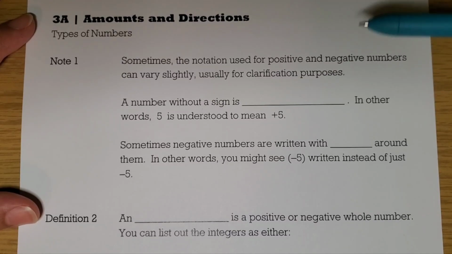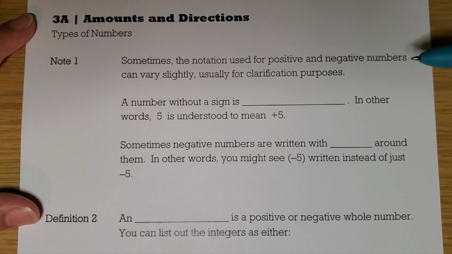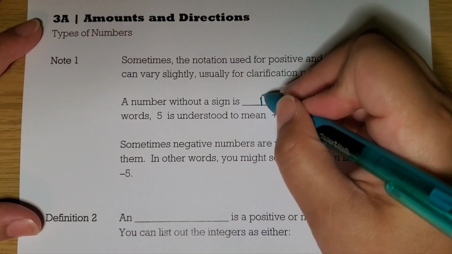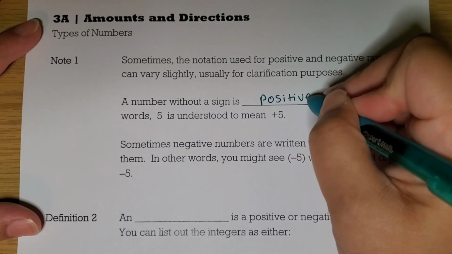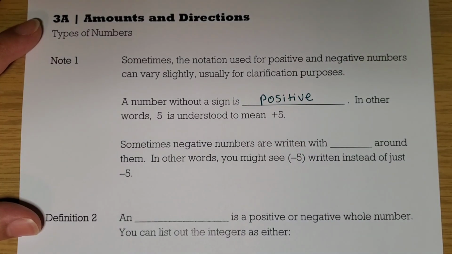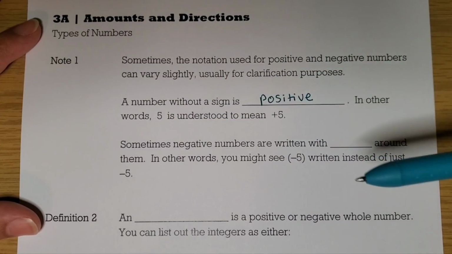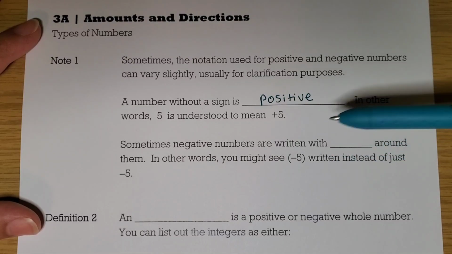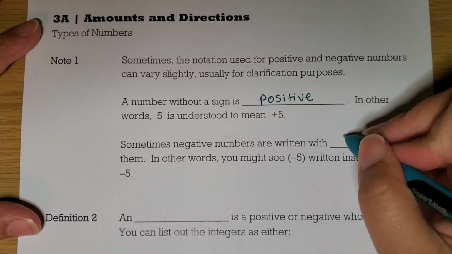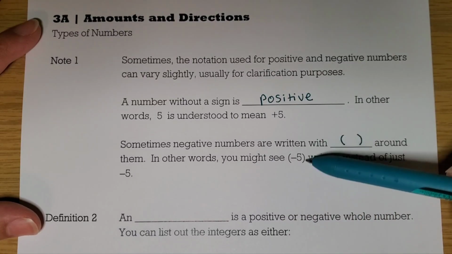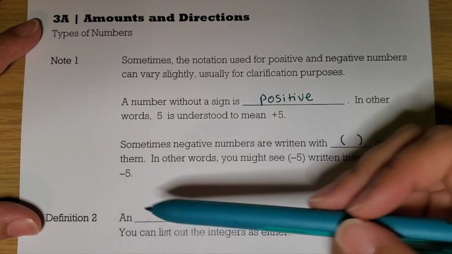Sometimes the notation for positive and negative numbers can look a little different from just using a plus or a minus. For example, if you see a number and there isn't a sign attached to it, it's a positive number. Numbers are assumed to be positive unless they have a minus sign. If you see just a 5, it's understood to be a positive 5. Also, sometimes negative numbers are written with parentheses around them.